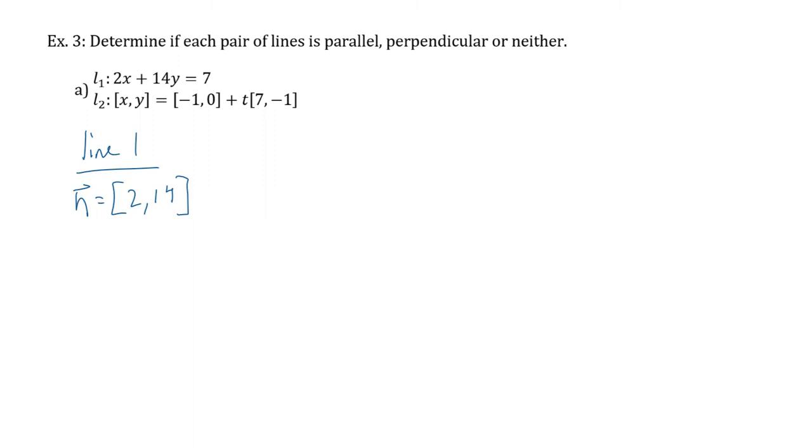So any scalar multiple of that will be perpendicular to the line. So direction vector D1 for line 1 will be anything that dots with that to be 0. So I could say -7 and 1, couldn't I? 2 times -7 is -14. 14 times 1 is +14. Add those together, I get 0. Line 2. My direction vector, well, this one gives it to me, right? Direction vector 2 is just 7, -1, right?